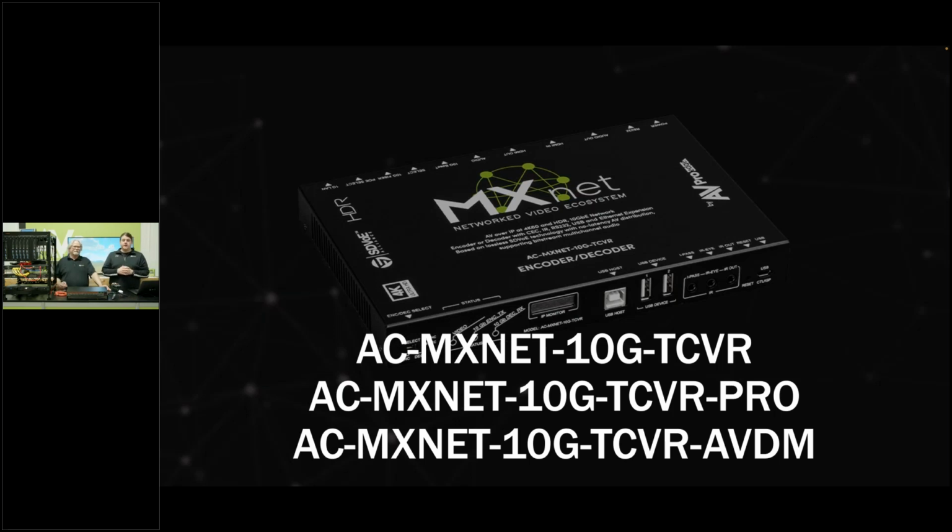So our transceivers are going to be right here. What you see is the flashing blue lights. These are our transceivers, and we have 3 different versions. You have your standard transceiver, which is the 10G transceiver. Then you have the transceiver Pro, that's for our commercial folks who need Dante, needing USB 2.0 fully extended. We put an Icron module in there so you can use extreme USB through the MXNet system.